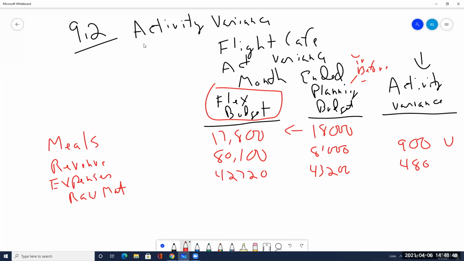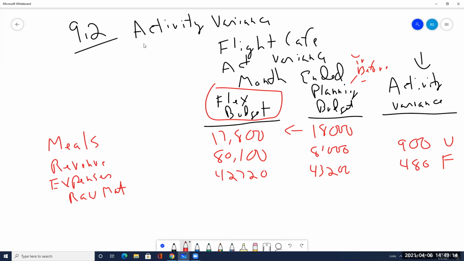Just a quick note, this is one of those spots where we've got to keep our thinking cap on. This is going to be favorable, okay? And you go, but the flexible budget is lower. Yes, but it's an expense that's lower, so that makes it favorable.